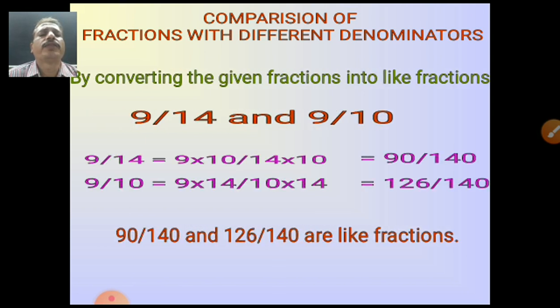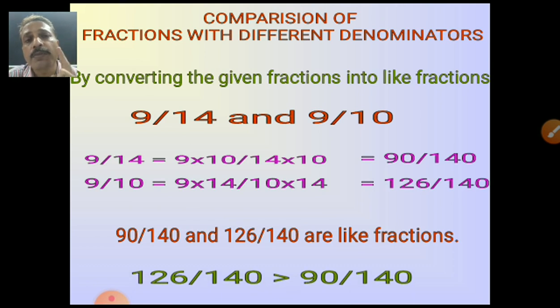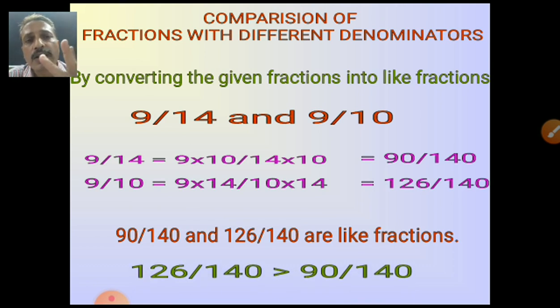Comparing fractions with different denominators. Yes, students, this is a new thing. First is like fractions, then after that the numerator is the same, and now the third one is unlike fractions. Here in the first example, 9 upon 14 and 9 upon 10. How did you do it just now? For your imagination, you got the shortcut.